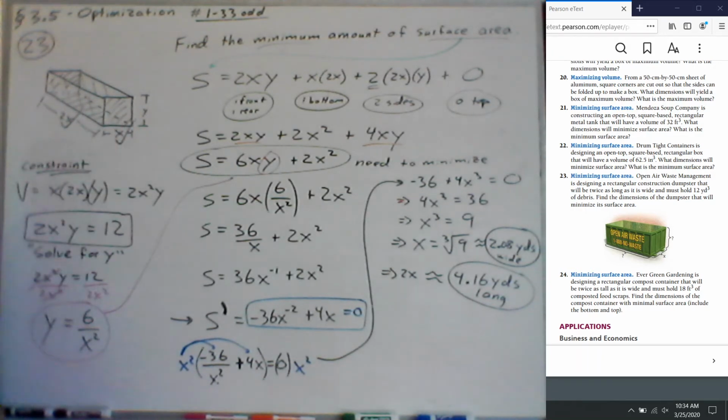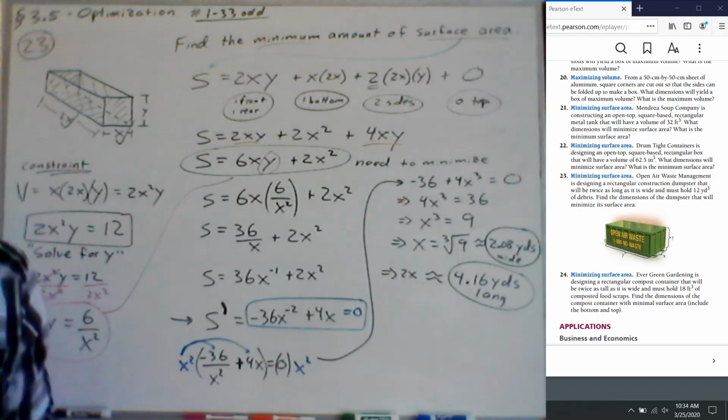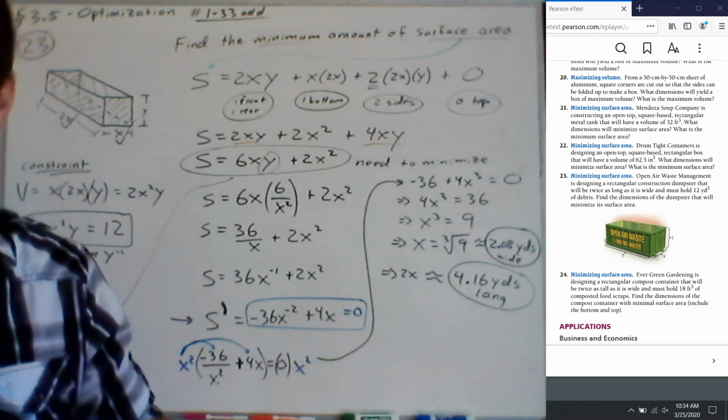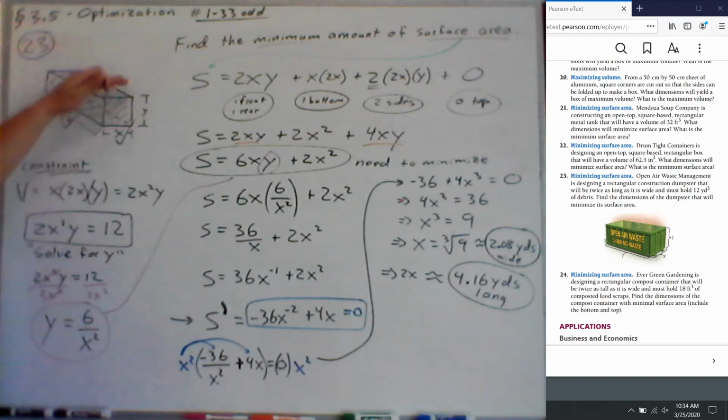We still need to find y, right? We need to find the dimensions that will minimize this dumpster. So we don't even know how tall it is. We know how wide and how long, but we don't know how tall it is. Well, you can go find it pretty quickly just by remembering y was 6 over x squared.